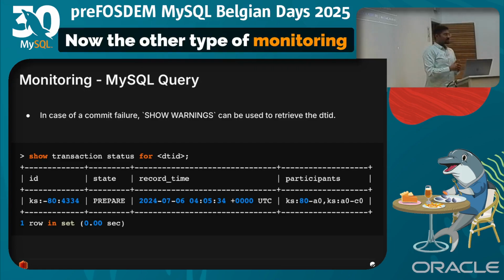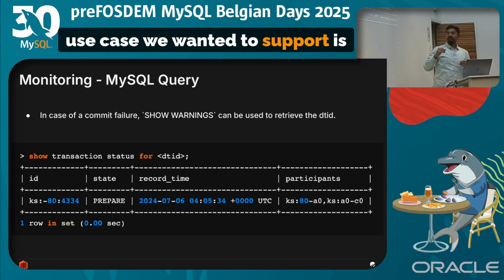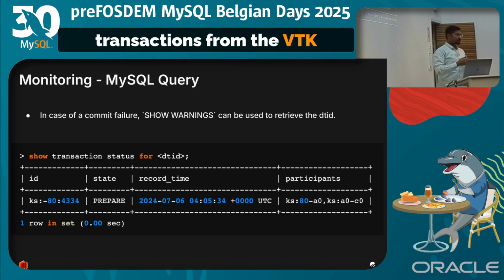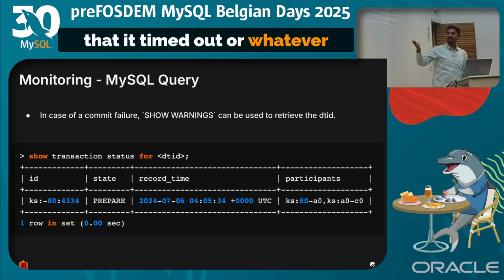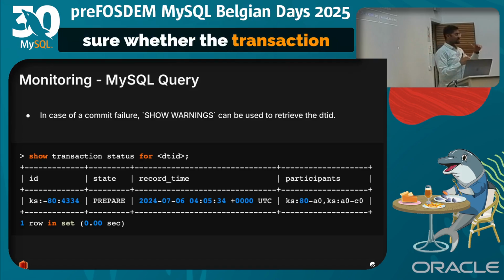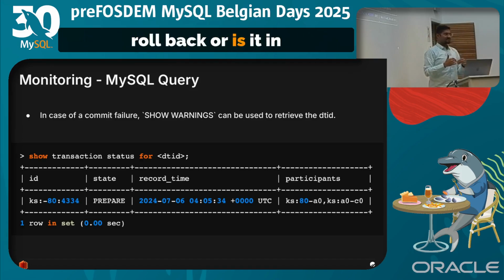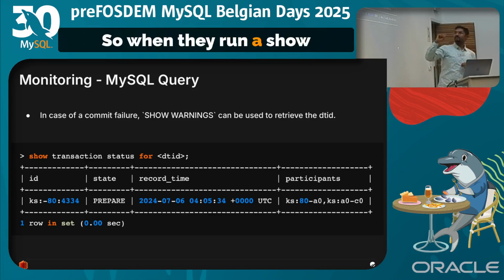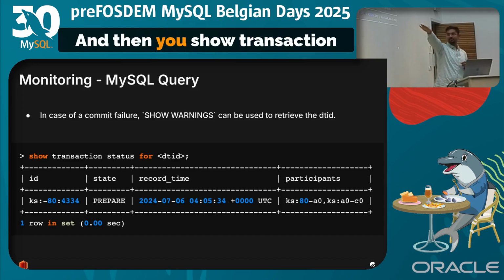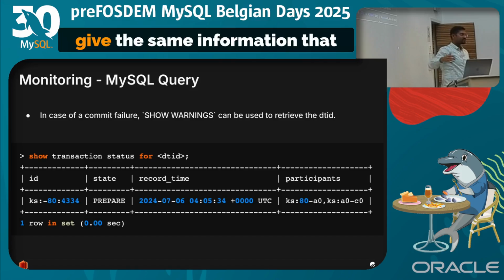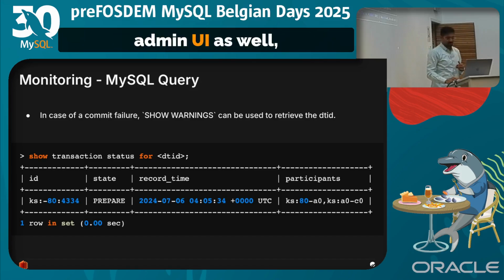Now, the other type of monitoring that people have is another use case we wanted to support: when people are running transactions from the VT gate connected through the MySQL client, let's say that they run a commit, but they get an error saying that it timed out or whatever. For that error, they're not ever sure whether the transaction actually committed or did it roll back or is it in the midway state. So when they run a show warnings command, they actually get the DTID itself back for it, which they can parse, and then use show transaction status for that DTID, which will give the same information that is available on the VT admin UI as well.